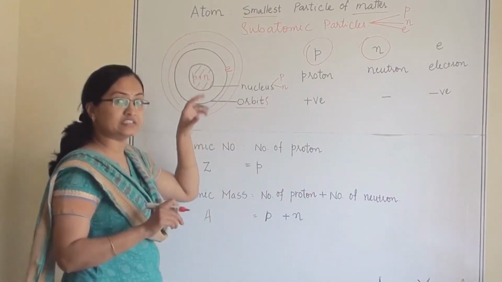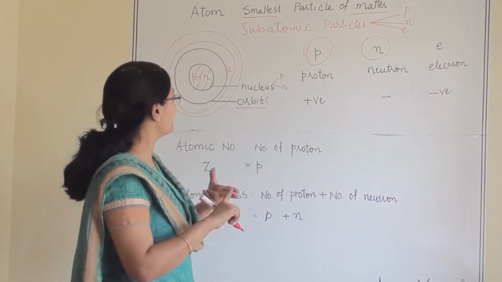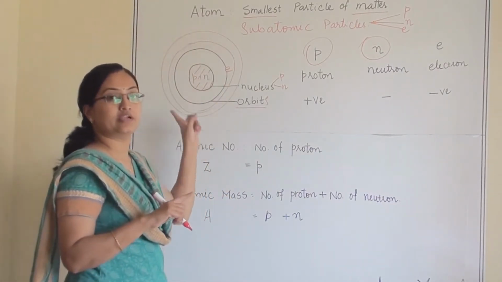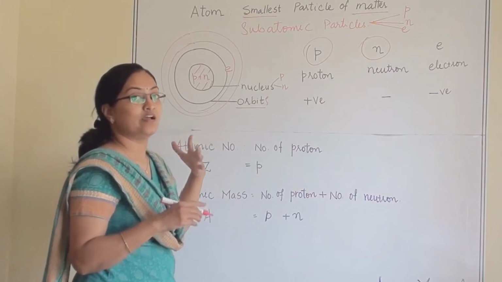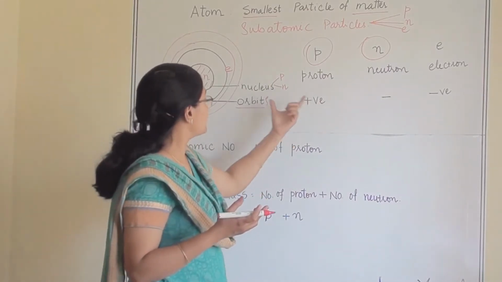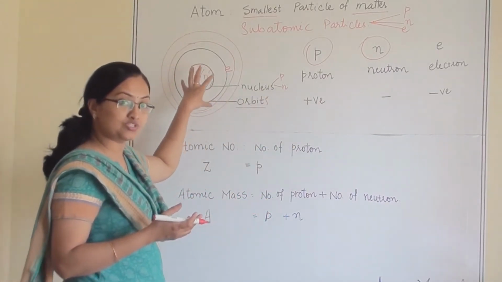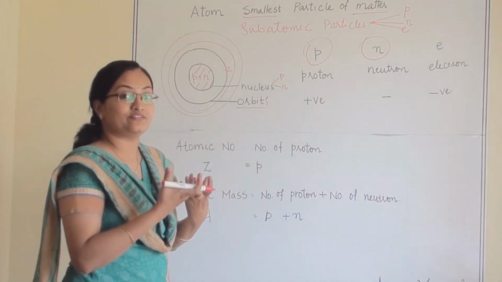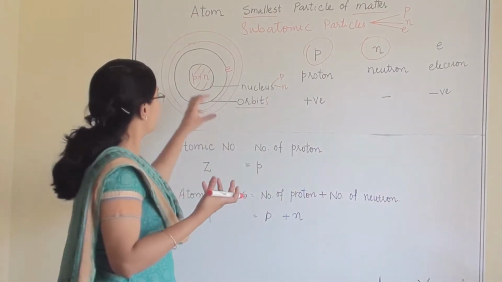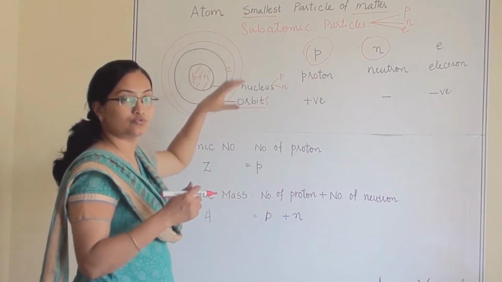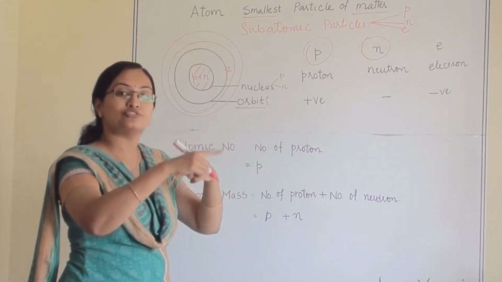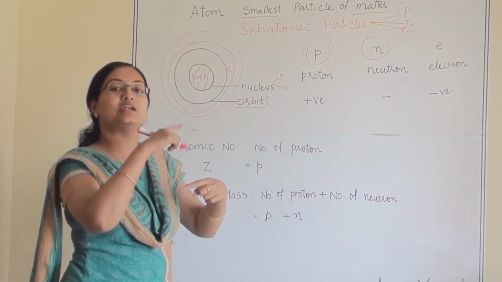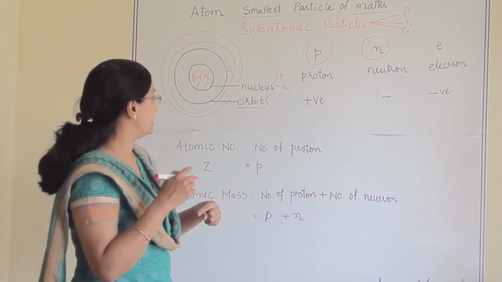In the nucleus, proton and neutron are there, whereas the electrons are rotating around the nucleus. Why will it rotate? Because inside, positively charged protons are there, so they are attracted towards each other. Positive, negative. Because of the force of attraction, the electrons will rotate around the nucleus.